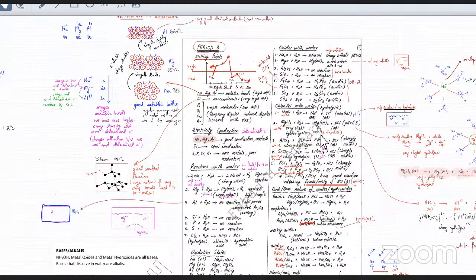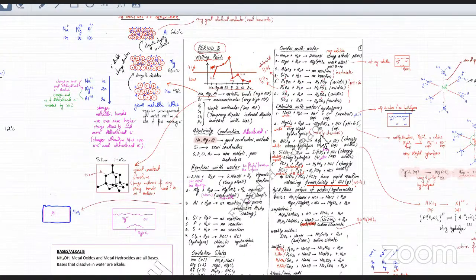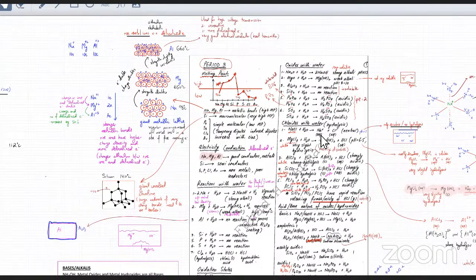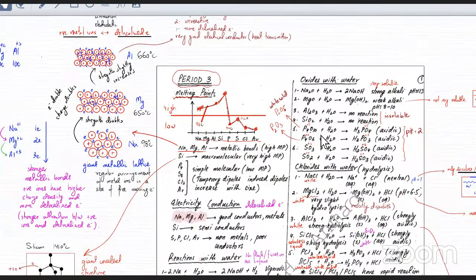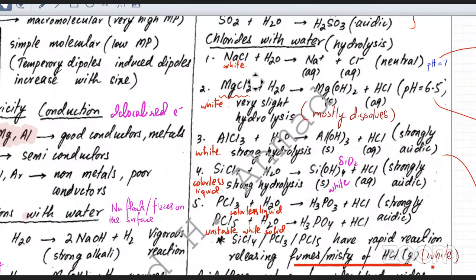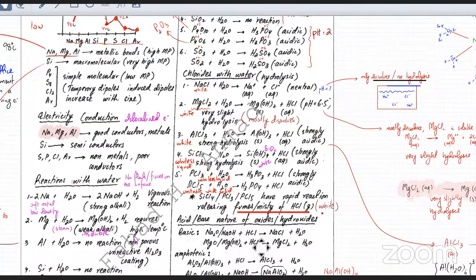Remember in inorganic, mostly they don't go into detail, so the notes are good. But you have to know a bit about metallic bonding and stuff like that. These are very detailed notes, so they're harder to remember. But over here, for example, I've added that NaCl is a white solid. AlCl3 is a white solid. SiCl4 is a colorless liquid. PCl3 is a colorless liquid as well. PCl5 is an unstable white solid. So you've got to remember these.